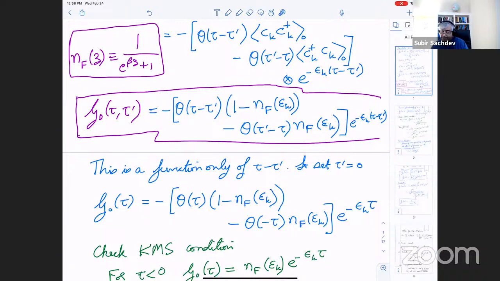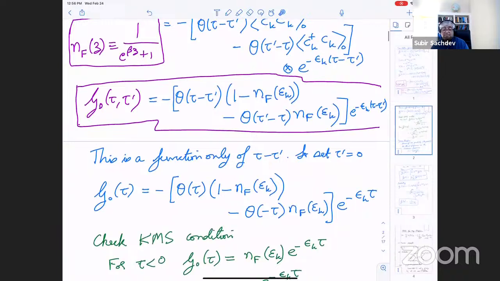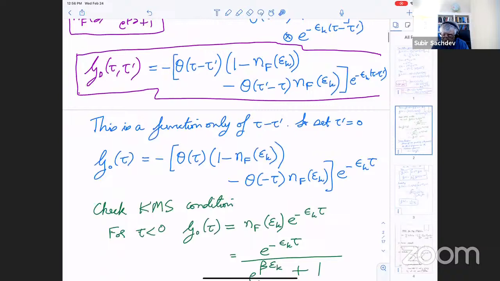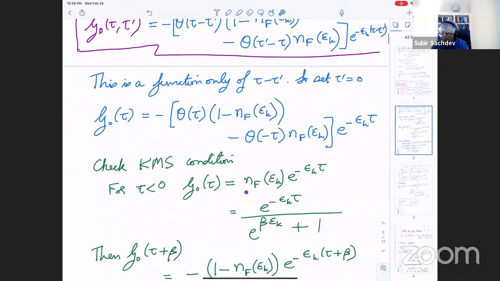And now it's very useful to remember the KMS condition. So the KMS condition was that G of tau at negative time was related to G of tau at positive time by a sign. Okay, so let's take tau less than 0. So we fix tau less than 0. If tau is less than 0, then only this term contributes. And that's just equal to the Fermi function, the minus signs cancel, times e to the minus Ek tau. Simple enough.